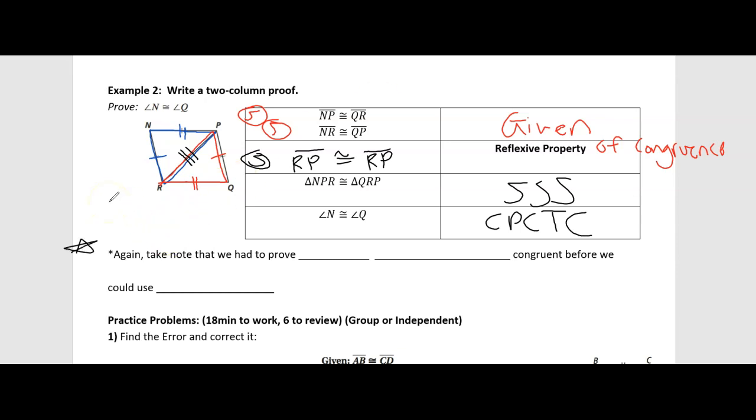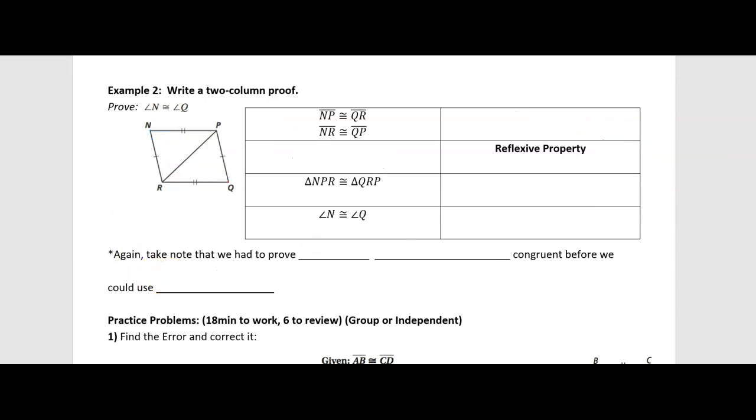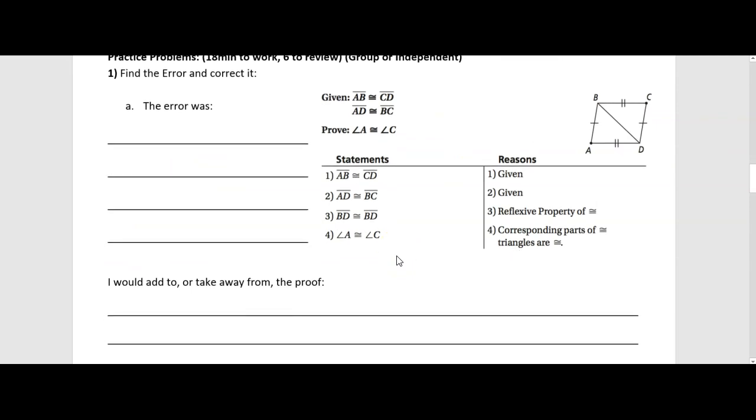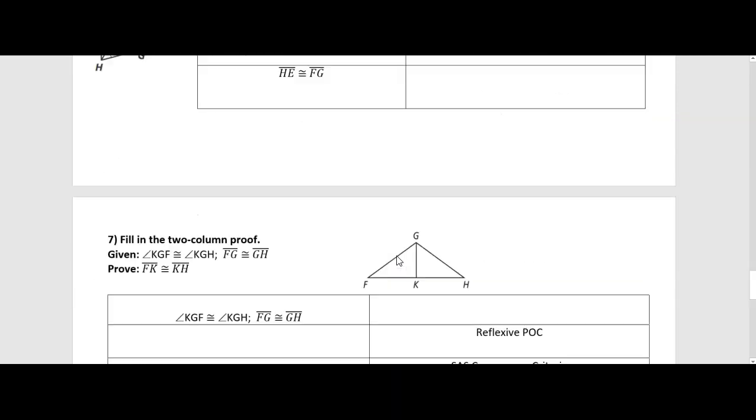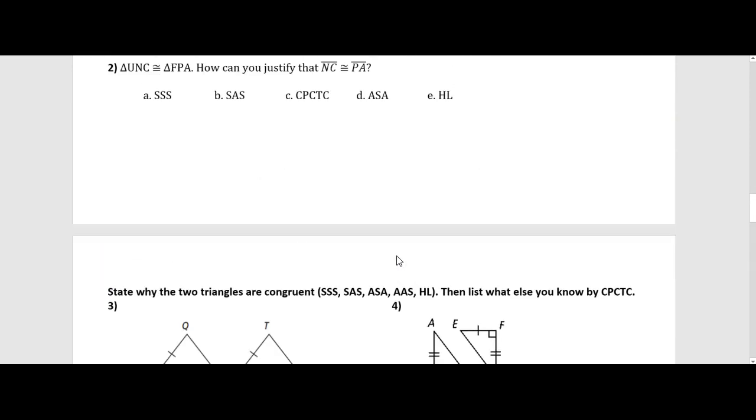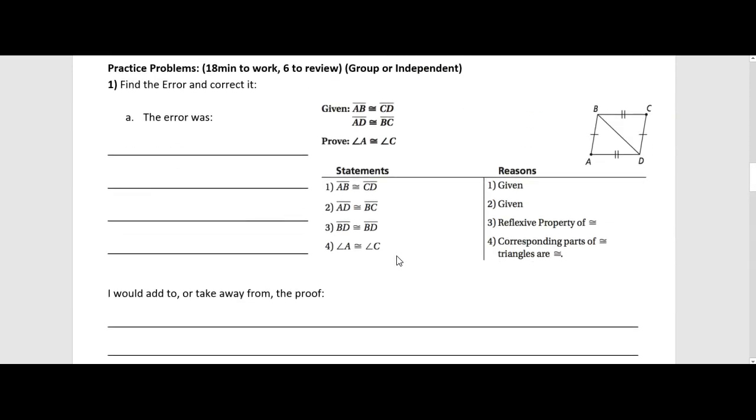Right here, again, it's just a reminder, we need to take note that we had to prove 2 triangles congruent before we could use CPCTC. Now, there are other things we could prove using CPCTC, right? There are 2 other sets of angles, but the proof didn't ask us for those, so we didn't have to worry about them. But there were 3 other things we could use CPCTC for. All right, let's see what's next. I think we might end with this one, actually.